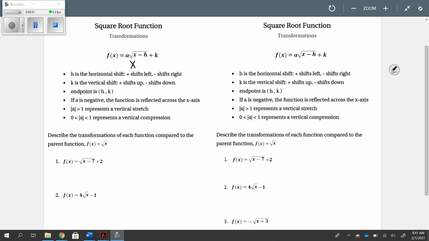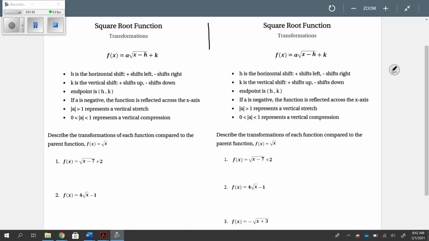So if this is x minus 4, instead of left 4, remember, you're actually going right 4, because it's inside something. So as you can see, plus shifts left, minus shifts right. It's the opposite of what you think. Inside tells a lie. k on the outside is a vertical shift. We should know that. So a plus, because it's outside, it tells the truth. Plus, you're going up. Minus, you're going down. The end point of the square root function is (h, k).